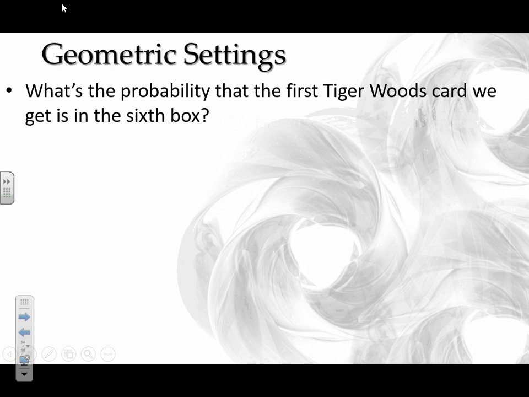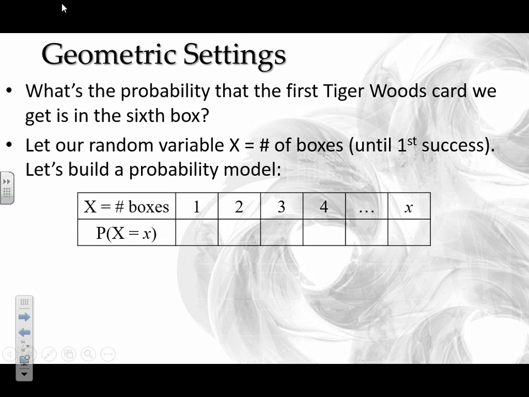Now, how does this pertain to probabilities then? Because with the binomial model, we talked about mean and standard deviation, but we also talked about how to calculate probabilities. What was the probability that we get exactly this many successes? Well, we can do the same thing with our geometric settings. What's the probability that the first Tiger Woods card we get is in the 6th box? Okay? So, if we think about this, we're going to build a probability model here that's going to lead us to our formula for calculating probabilities with the geometric setting.